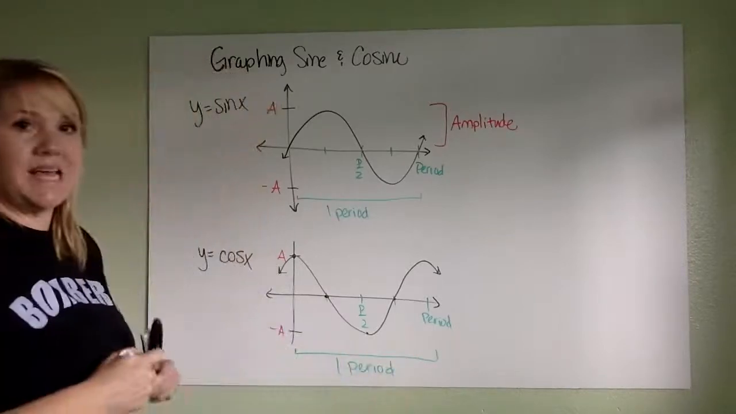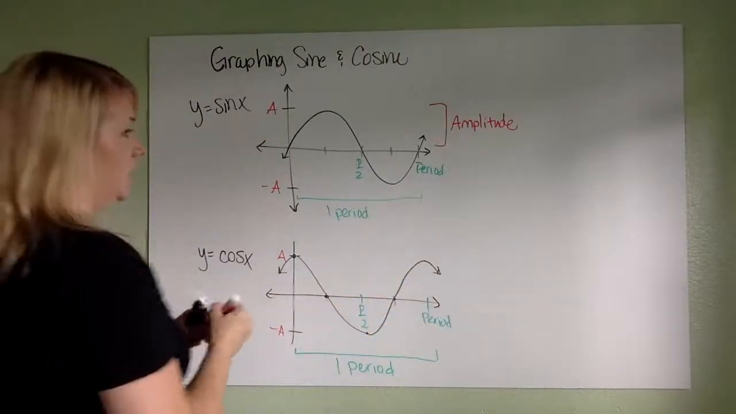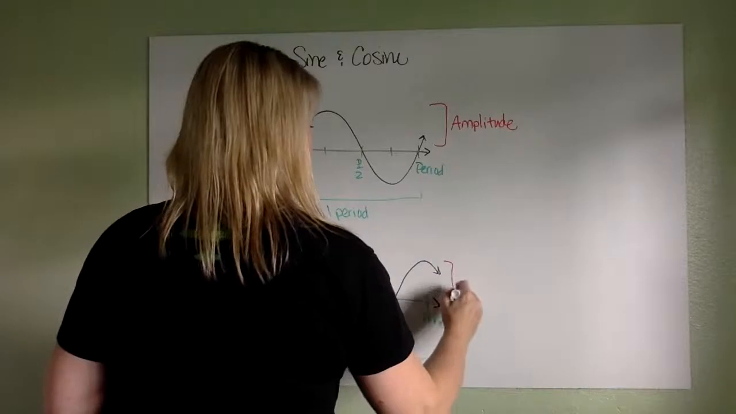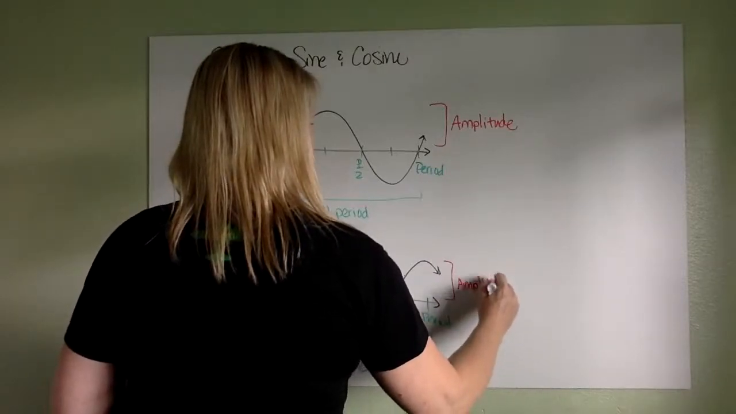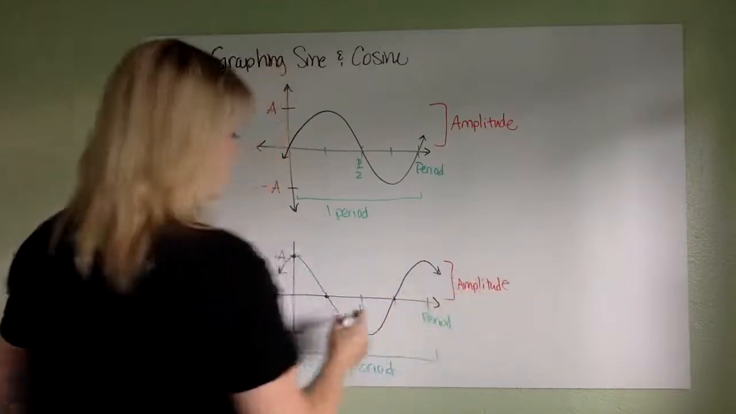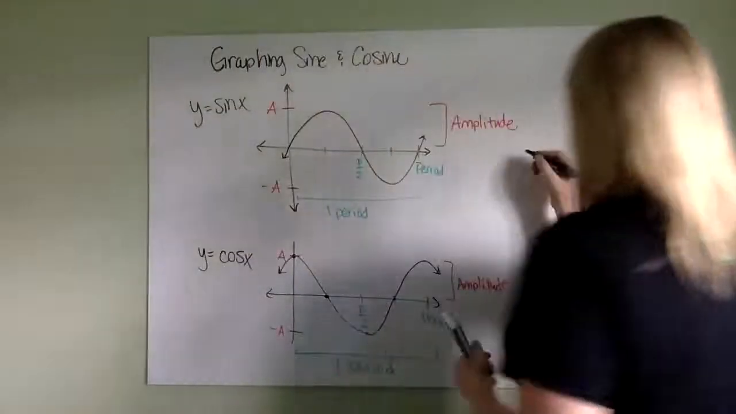Think of it as one cycle. It's repeating itself. And then this here is what we call the amplitude. The distance from the center to the maximum or the center to the minimum. So what is the basic equation?